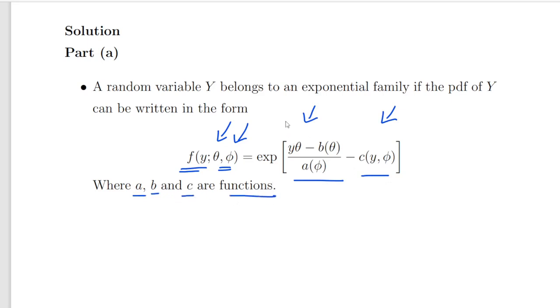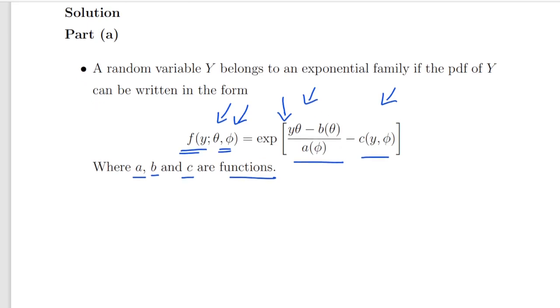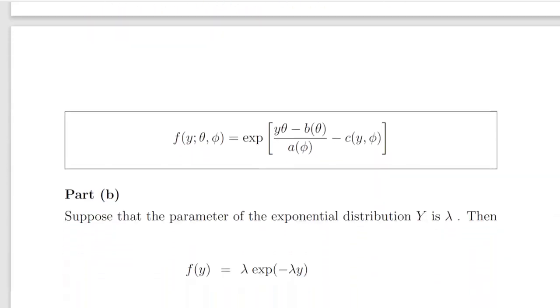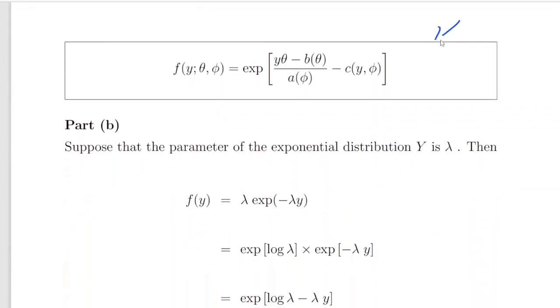So y theta is a product of y and theta, b is a function of theta, a is a function of phi, and c is a function of y and phi. So that's the definition. Now I have it here again, and what we're going to do is apply this to part B.